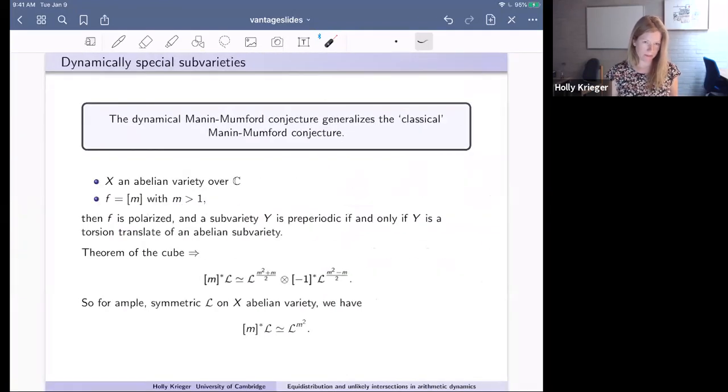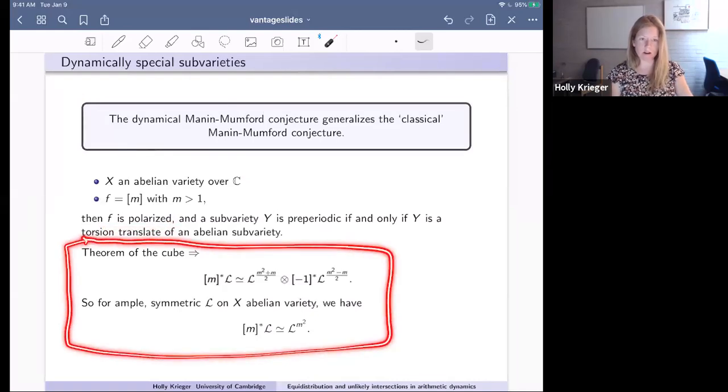Okay, all right, so the first comment I should make is that this does in fact generalize the classical Manin-Mumford conjecture. In other words, I can take, for example, an abelian variety, and I can associate to it a multiplication by M map, where M is any integer greater than or equal to 2. Then, in fact, it's not hard to show that this is actually polarized. Okay, it's polarized of degree M squared, essentially just by the theorem of the cube. You can do the computation here.